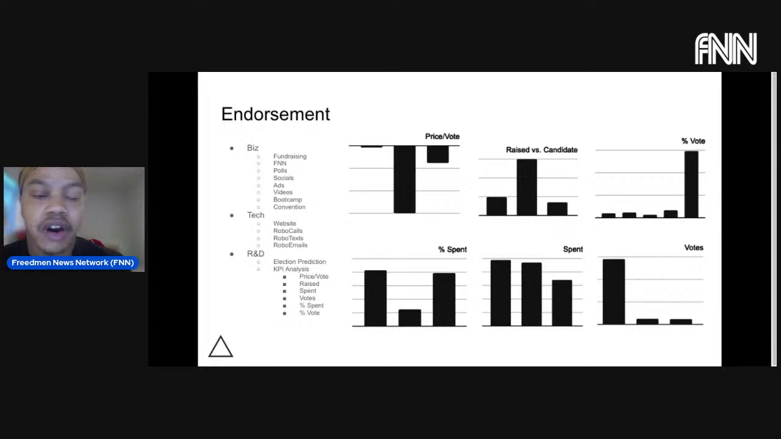And then on the R&D side, we can help with election prediction. So using key performance indicator analysis, we can track your current price per votes and your competitors that are running against you. We can track how much money you've raised versus the other candidates, what percent of the vote you're likely to get, and where you're at, how much money you spent by percent and total amount, as well as votes.